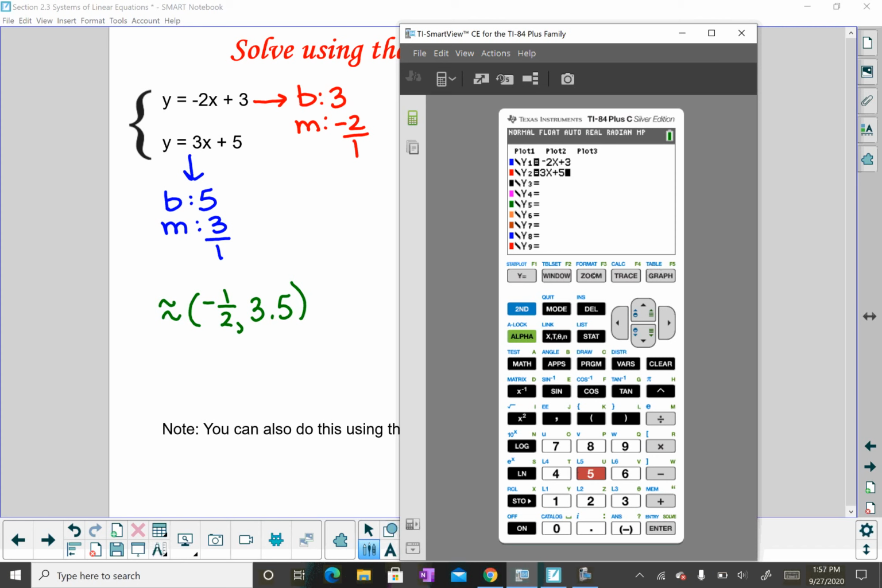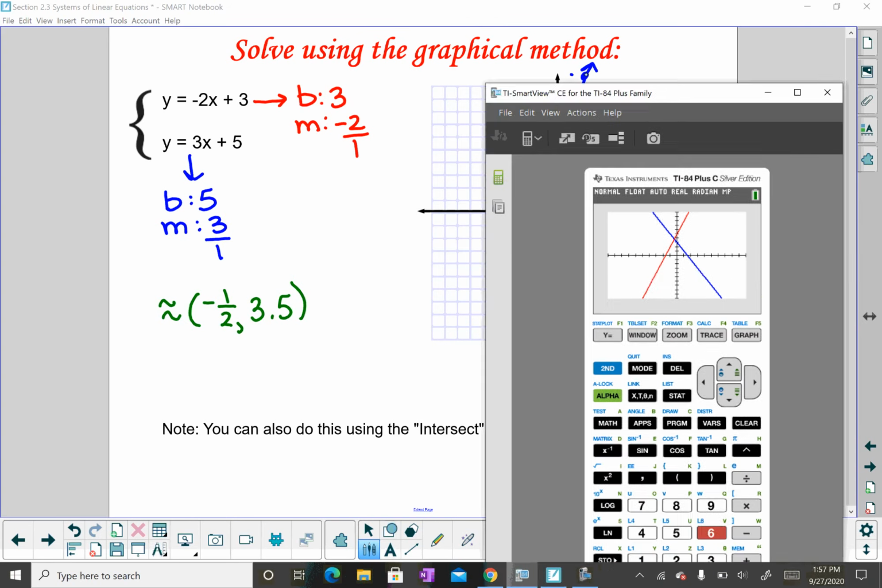To graph, you can just graph on your default window, so you might not be in your default window. You might want to hit zoom 6 to get to that default window. If you were already there, you could just hit graph, and you can see those lines match the lines that we had a moment ago.